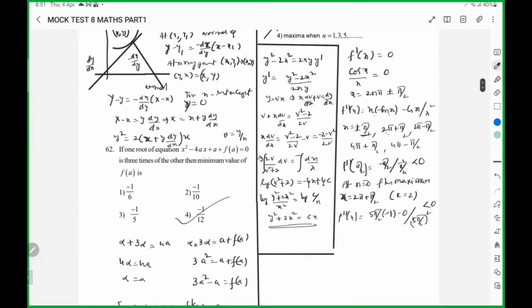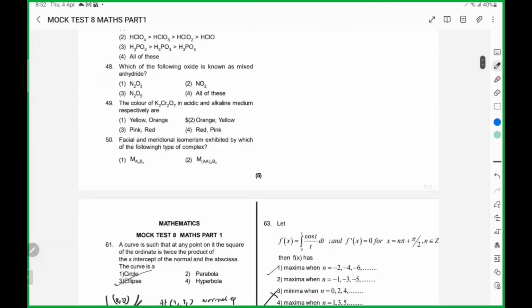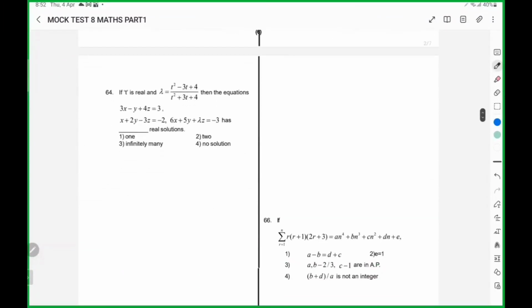Let us check even n is minus 2, then minus 1, x becomes minus 2 pi plus or minus pi by 2. F double dash at minus 2 pi plus pi by 2, so here it is minus 3 pi by 2 into minus sine of minus 3 pi by 2, cos is 0, by 9 pi square by 4. We are positive into negative, negative. So at minus 2, it has a maximum. So the first option is correct.